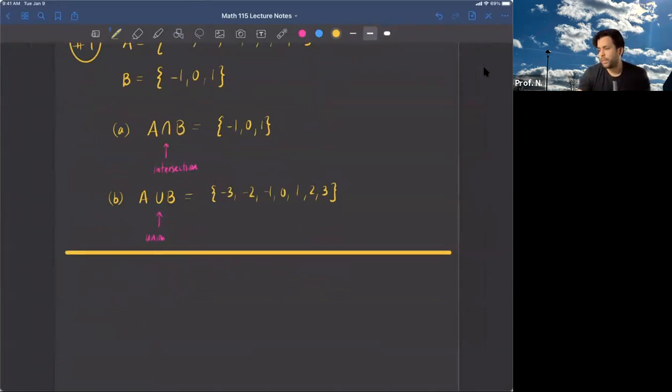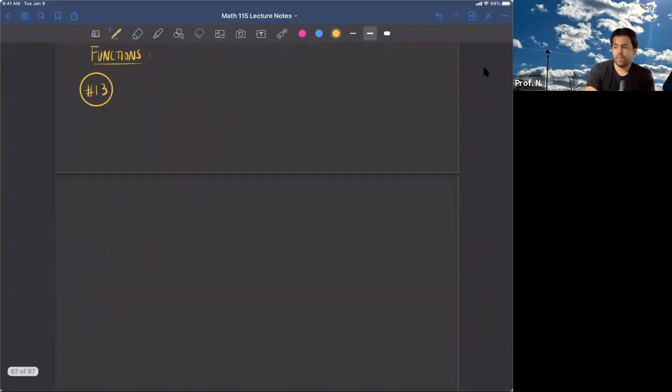Functions, number 13. So number 13, under functions. Number 13 just asks to determine whether a relation is a function or not, and determine the domain and range. Okay.